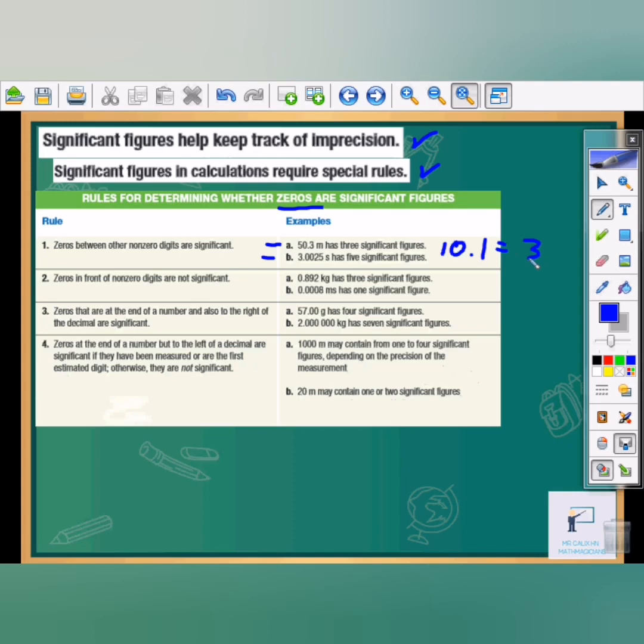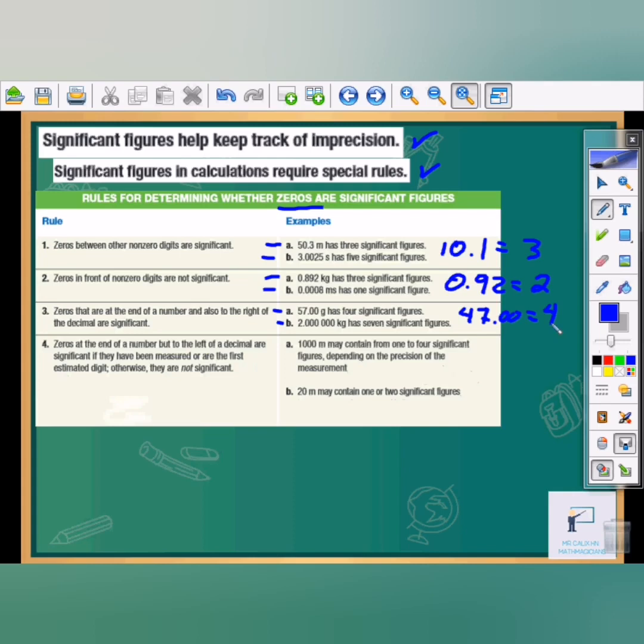Number 2 says zeros in front of non-zero digits are not significant. You have 2 examples, as you can see there. Or you can say 0.92, for example. How many significant figures do I have there? I have 2, because the 0 in front of them is not significant. Number 3, zeros that are at the end of a number and also to the right of a decimal are significant. You have 2 examples here. Another example can be 47.00. How many significant figures do we have? We have 4. Number 4 is a tricky one.